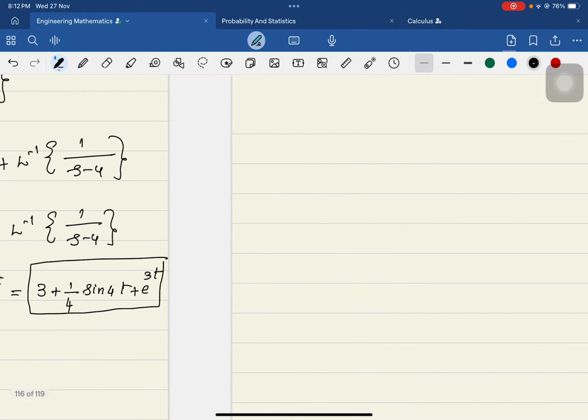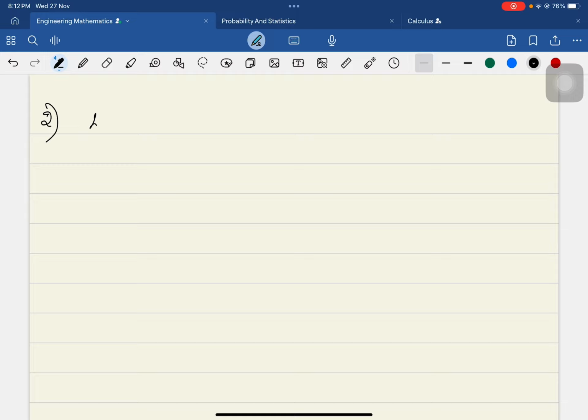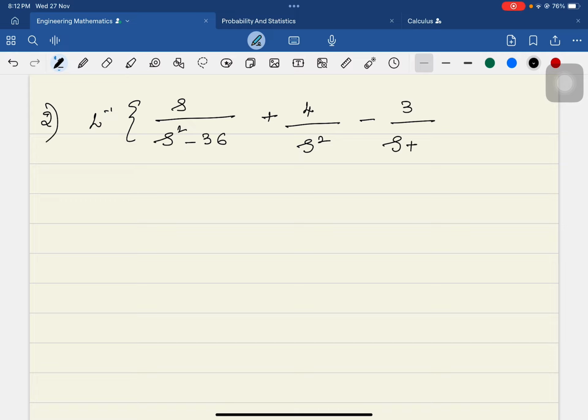Let us see one more problem. Find the inverse Laplace transformation of S over S square minus 36 plus 4 over S square minus 3 over S plus 4 minus 1 over S square minus 16. Let us take this one now. So how to solve this? Just split this one now.